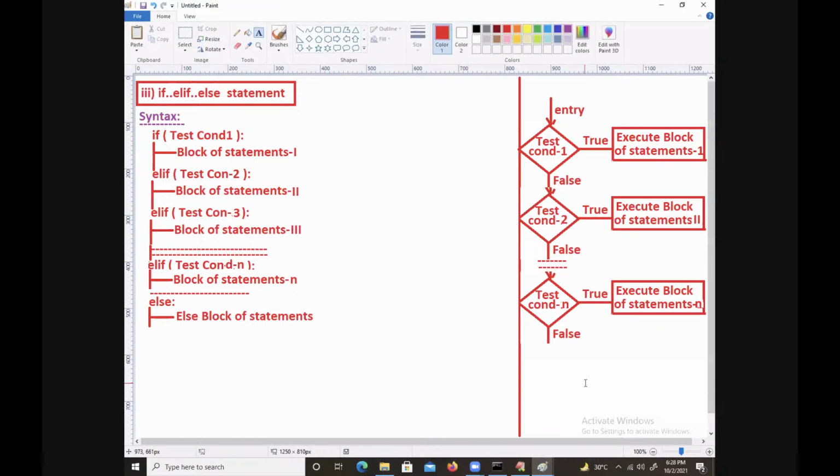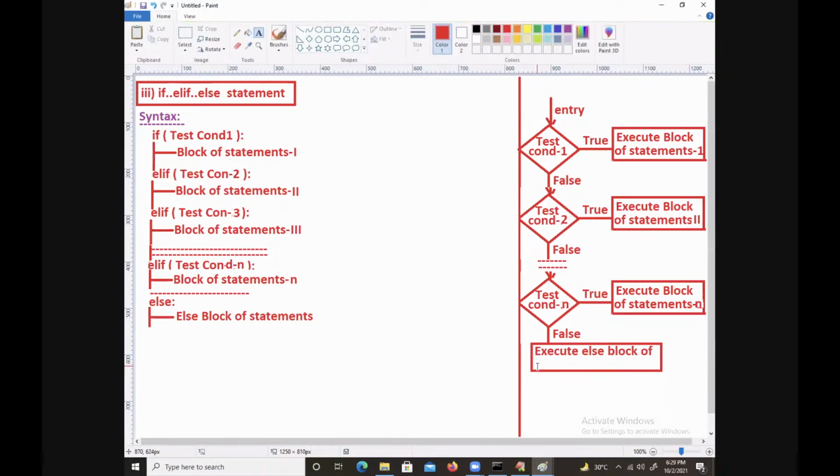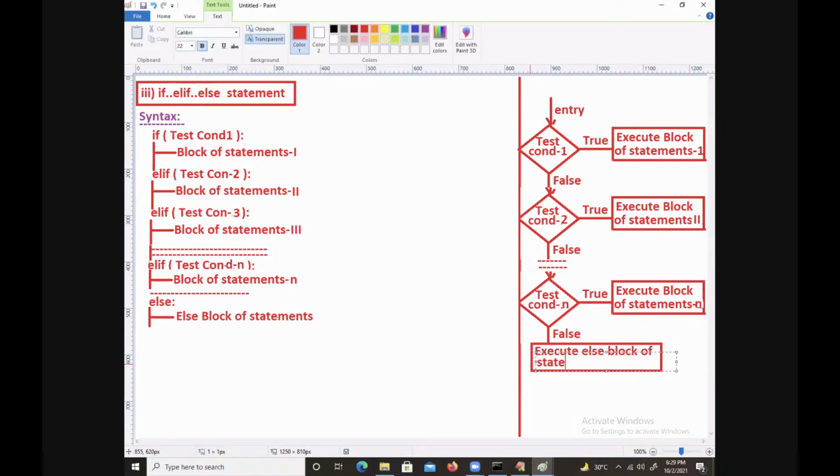Then after that, if it is false, which one is executing? Execute else block of statements. If it is false, the last part I am writing here: execute else block of statements. Yes, my dear students, else block of statements.